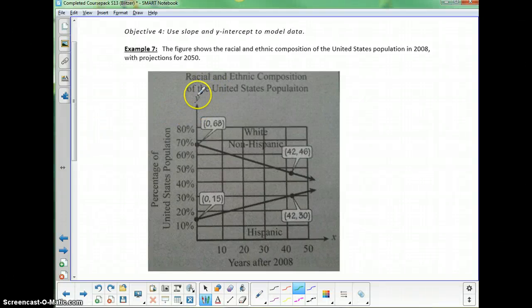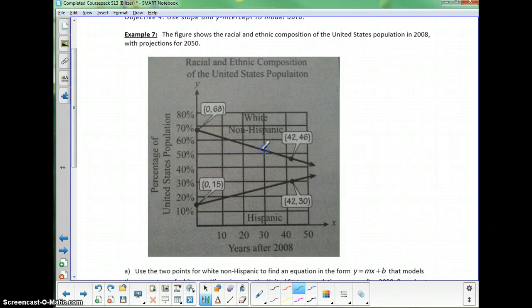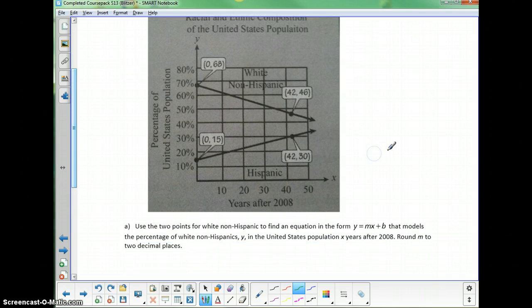Section 3.5 is about the point-slope form of the line. Point-slope form can be used to write the equation of a line. And the form listed above is y minus y1 equals m times x minus x1. Let's look at a couple of examples here.